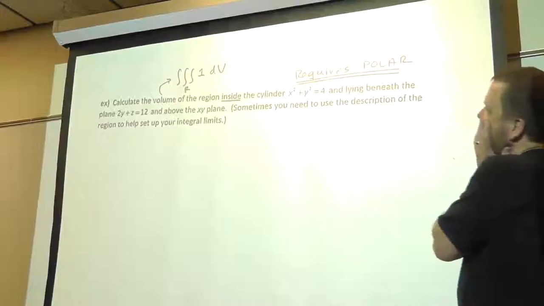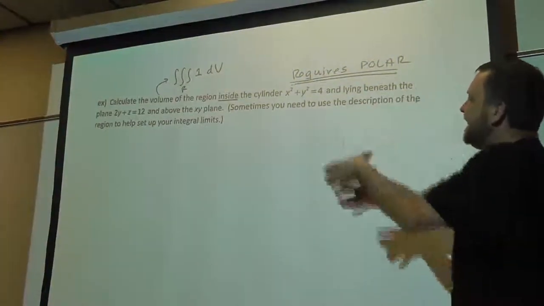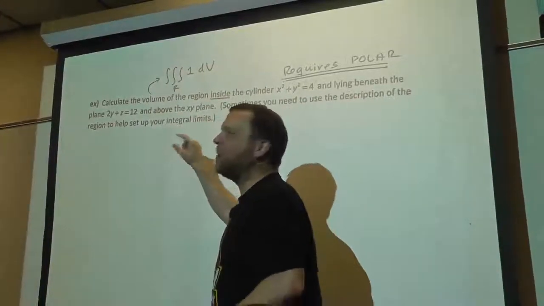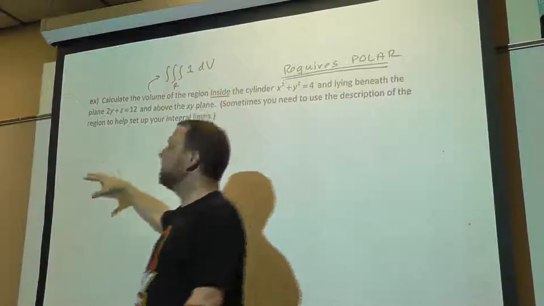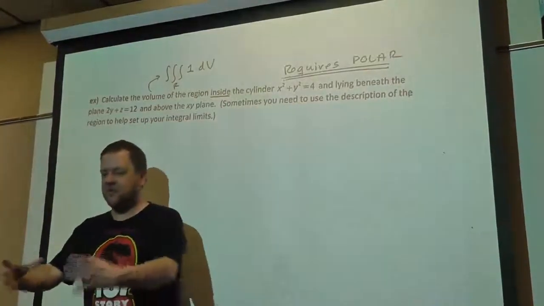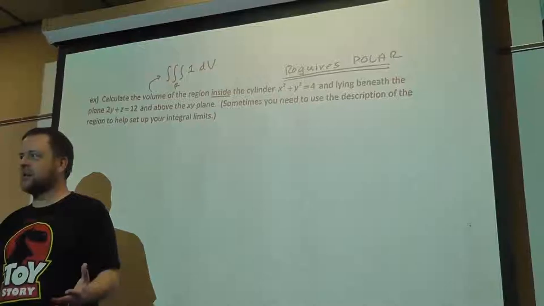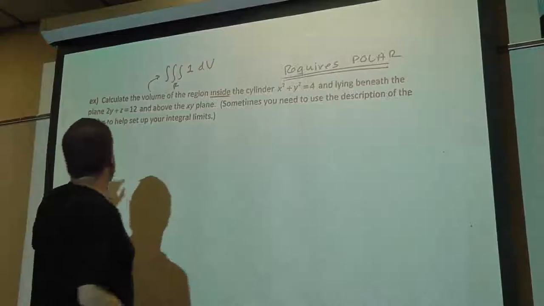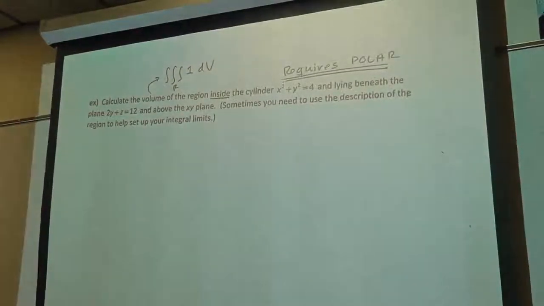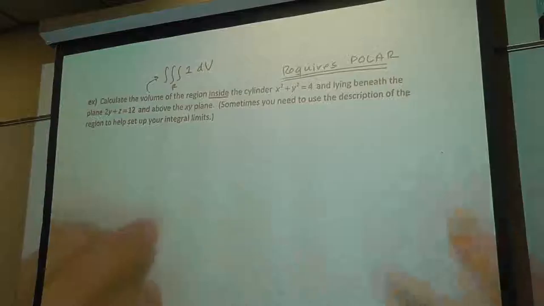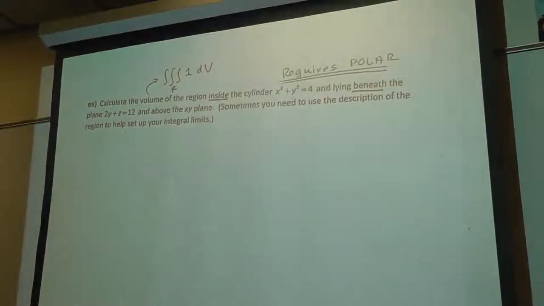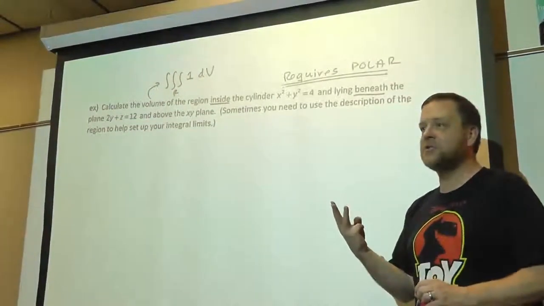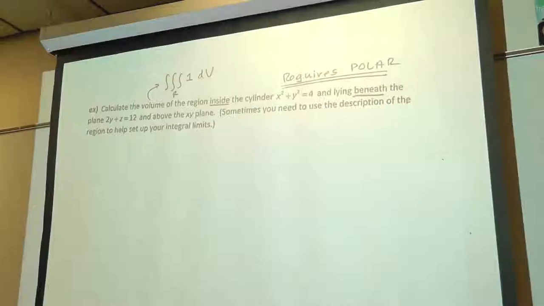Now we got some other descriptions here too. It is inside the cylinder, lying beneath the plane, 2y plus z equals 12. So, you know, we could graph that if we have to, but give me a rough representation. Here's our cylinder. What's this plane doing to our region? Cutting it. It's cutting it at the top somewhere, because the region lies beneath it. Guess what part of speech that is? Preposition. Okay. So you're inside the cylinder, you're beneath this plane, and third preposition, above. You're above the xy plane.